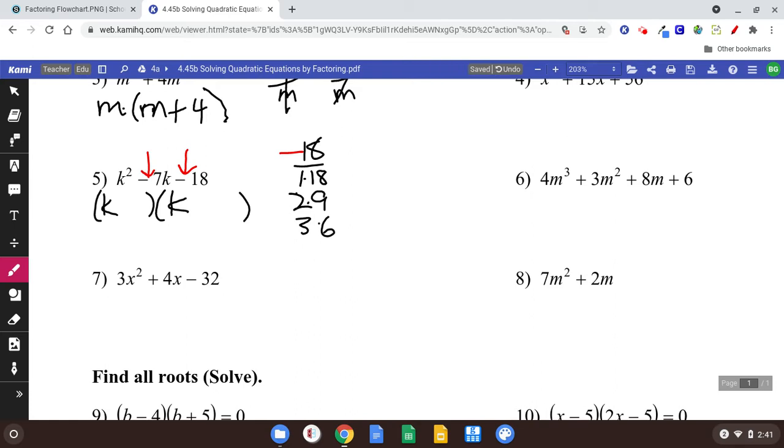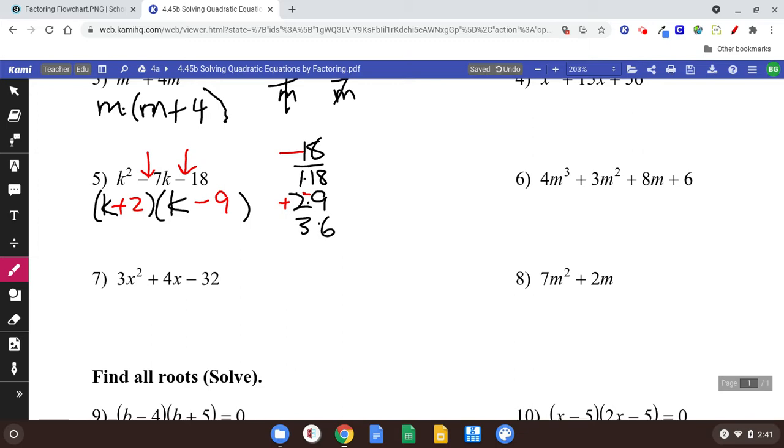So if you think about it for a second, it looks like if you make the 2 positive and the 9 negative, that's going to do the trick, because those two numbers multiply to negative 18 and add up to negative 7. So I'm just going to put k plus 2 and k minus 9. That is factored. Notice if you switch them around and say k minus 9 times k plus 2, that would still work. It's still going to be the correct two factors.